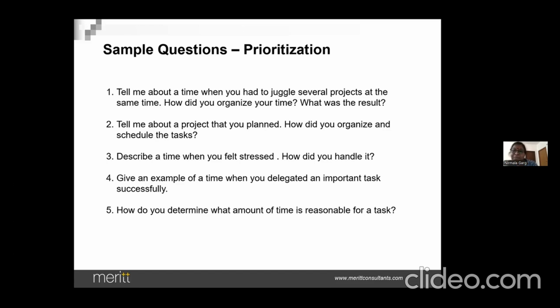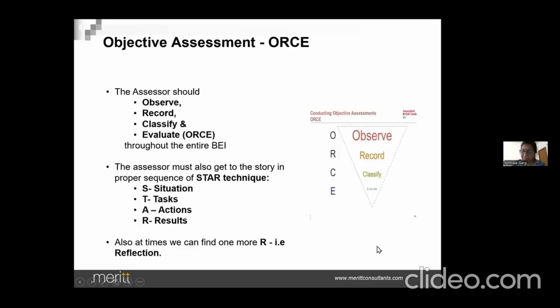Give an example of a time when you delegated an important task successfully. Very important. A lot of behaviors can be elicited from that. So these are some of the sample questions. Now, you have asked questions around critical incidents.